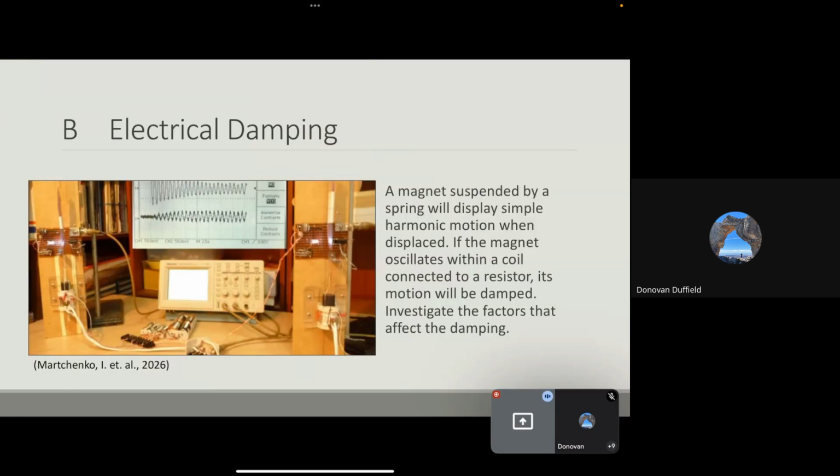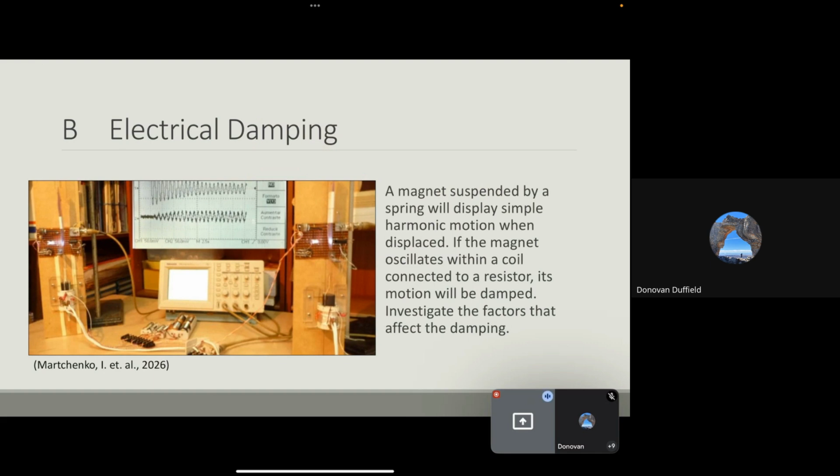So let's look at the second problem, electrical damping. This is more for people who are interested in circuits and magnets. A magnet suspended by a spring will display simple harmonic motion when displaced. If the magnet oscillates within a coil connected to a resistor, its motion will be damped. Investigate the factors that affect the damping.